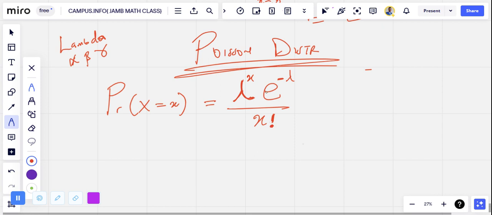So, what is lambda? Lambda simply means average. When I say average, you know what that means? Mean. Is that clear? When I say average, it means mean.